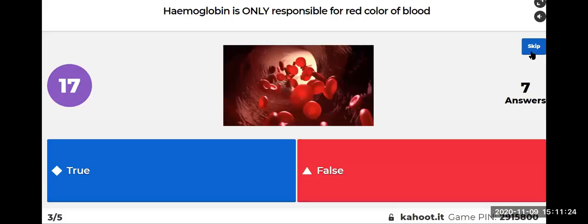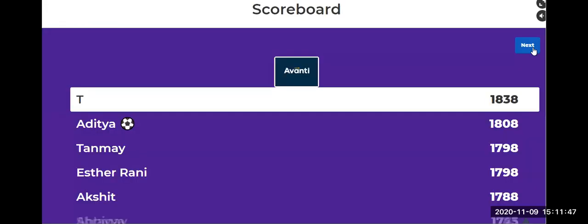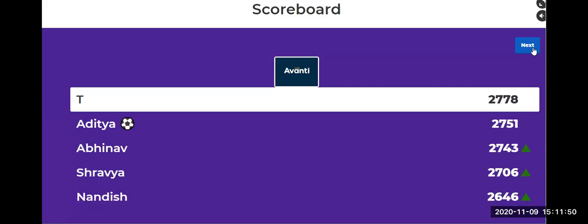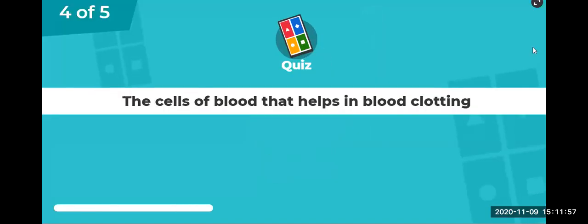Hemoglobin is only responsible for red color of blood. True or false? Okay, Yukti. True, right? Hemoglobin is responsible for red color of the blood, because it is red blood cells and red blood cells contain hemoglobin. Yes or no?